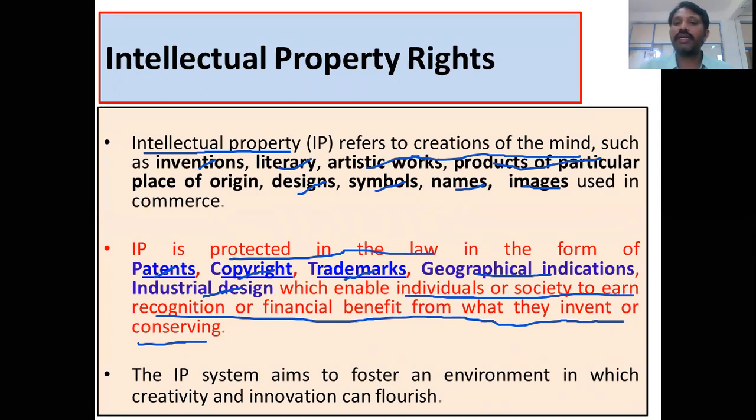This is what intellectual property rights are, property and different rights. In the next slide we will see different rights and their description, right?